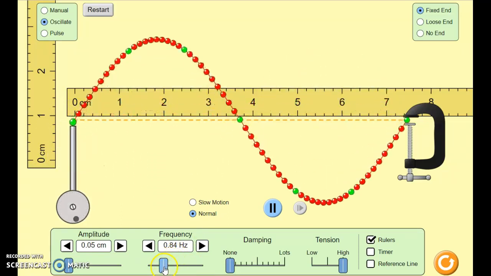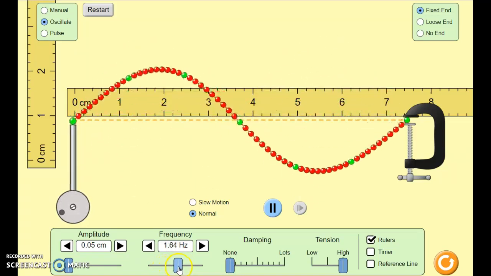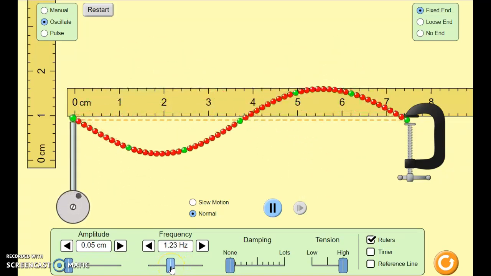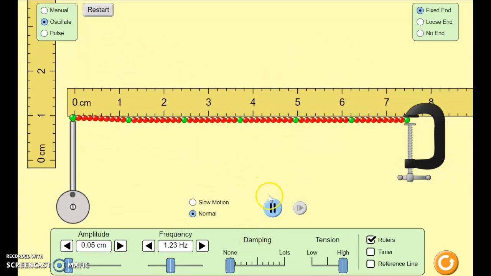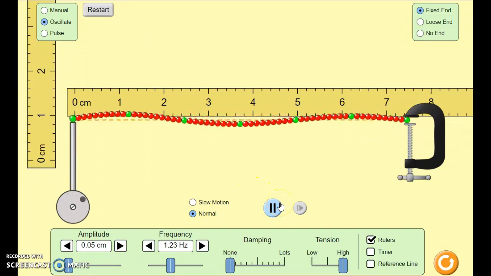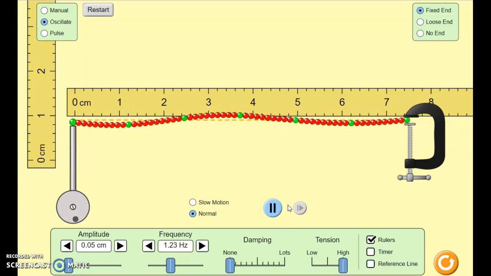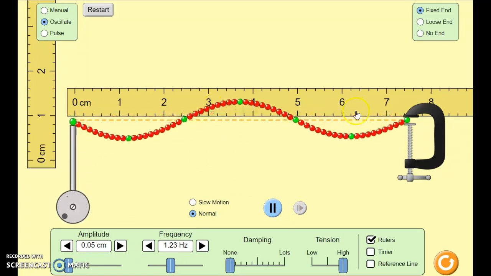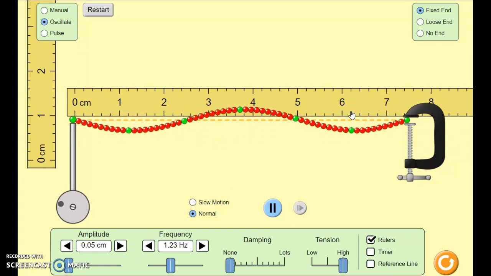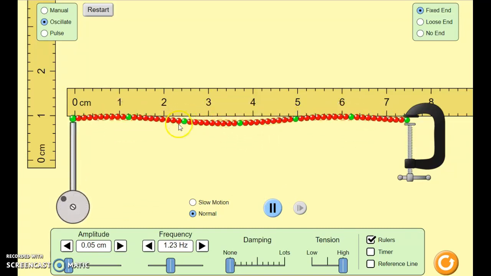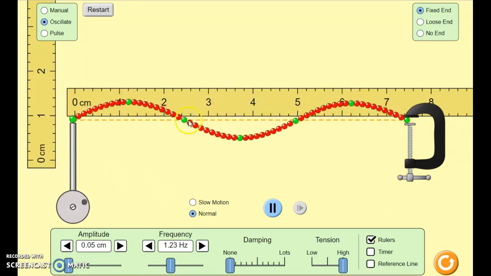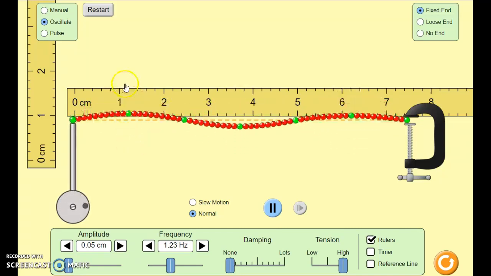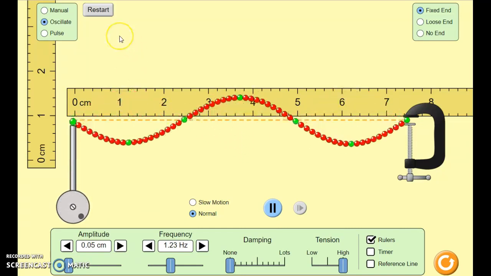And now watch what happens when I triple the frequency to 1.2 hertz or thereabouts, and I'm going to pause it and restart it again. And you should see 3 crests. Yeah. 1, 2, 3. And then these 2 green dots are the nodes, which stay in one spot. And these places where the wave is cresting are called the antinodes.